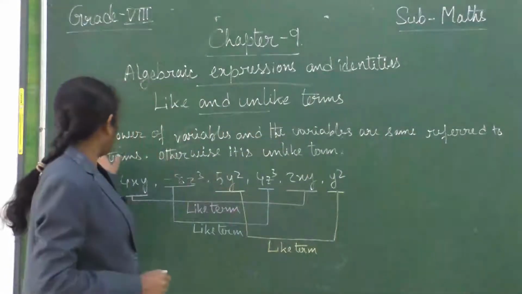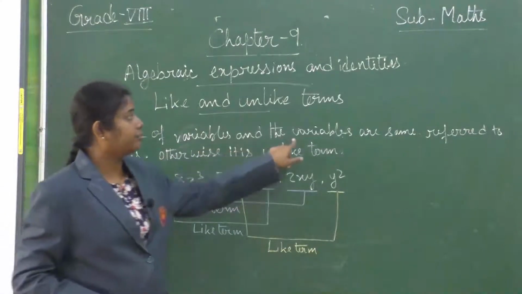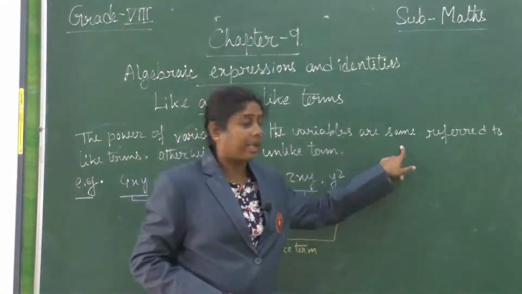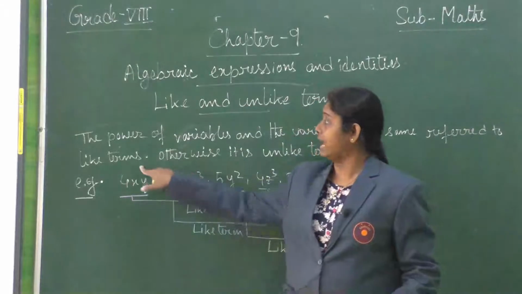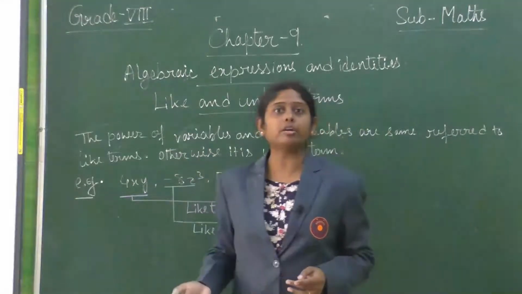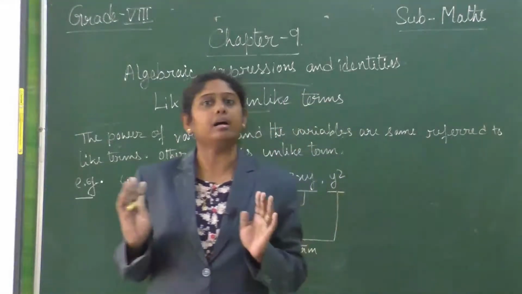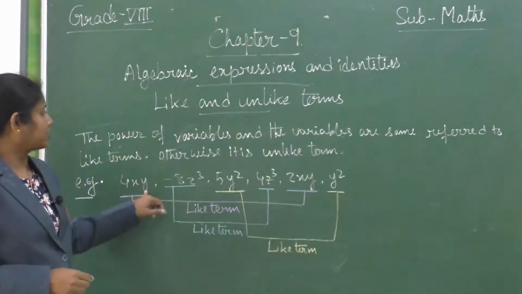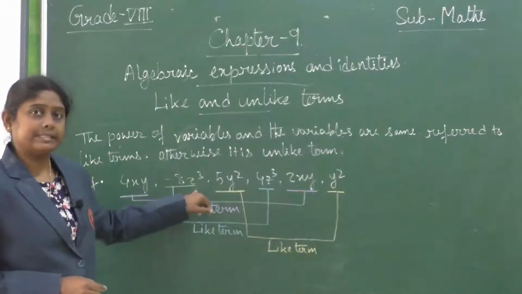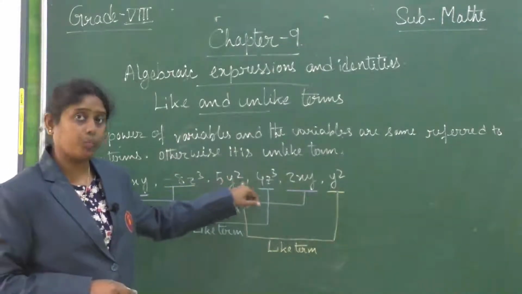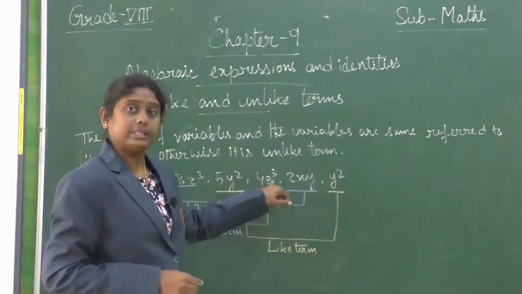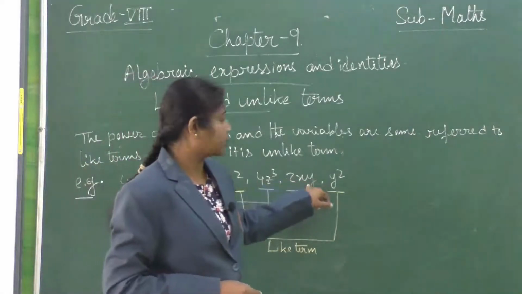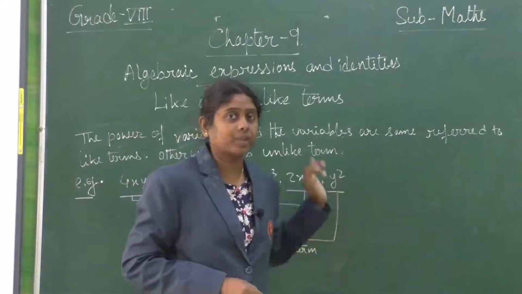Next topic is like and unlike terms. The terms in which the variables and the powers of the variables are the same are like terms. If they are not like terms, then they are unlike terms. Example, 4xy, minus 8z cube, 5y square, 4z cube, 2xy and y square.